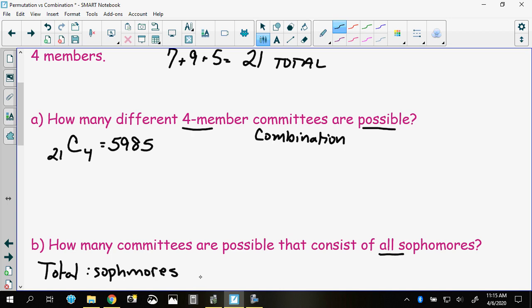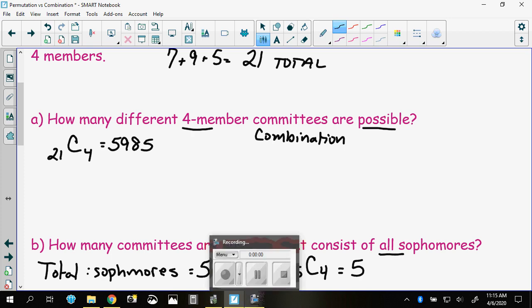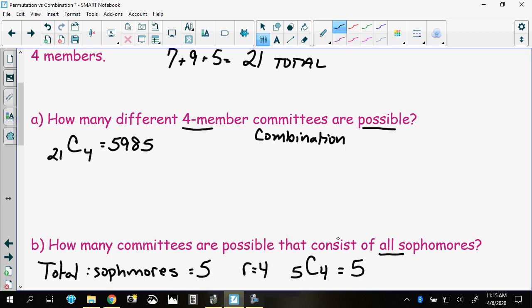And from that, we know that there were 5 sophomore members in the club. So out of those 5, we're choosing 4. So we're still choosing 4 for our R. So this is going to be a 5 combination choose 4. Now, for this, if you go in your calculator and do this, you'll end up having 5 ways to arrange this committee.